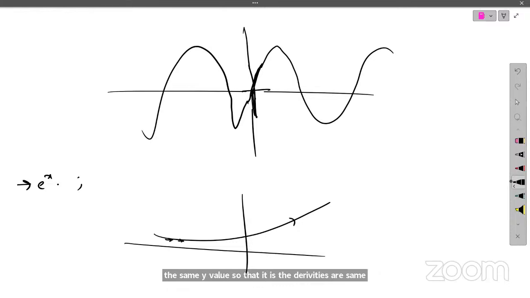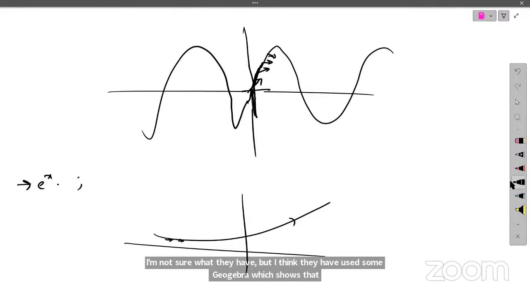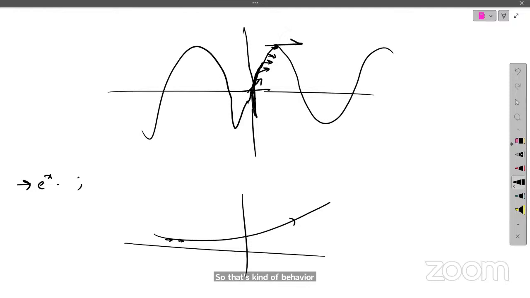While in the sine function, the derivative is cos. A little bit, I am confused about that. Actually, I'm not sure what they have done, but I think they have used some GeoGebra which shows that kind of behavior. At this point the tangent will be parallel to the x-axis, and at this point it is getting value 1. So one point we can observe without the file.